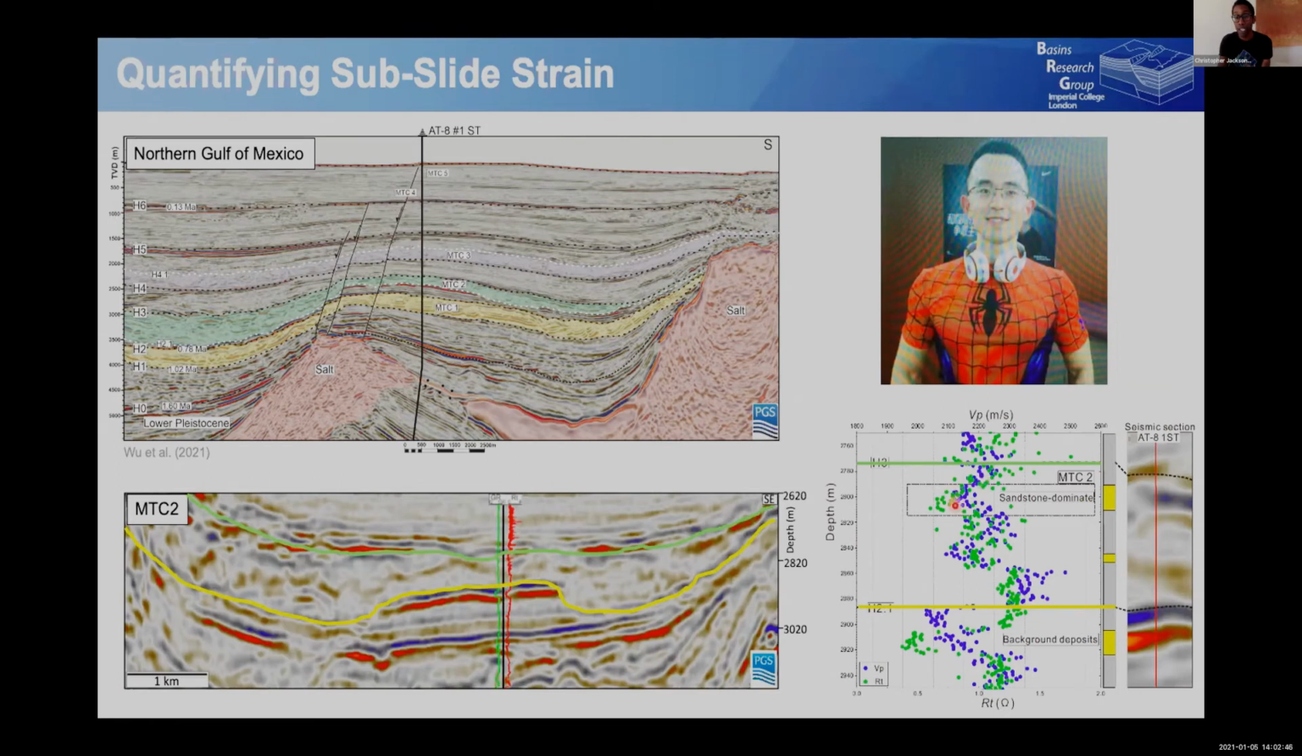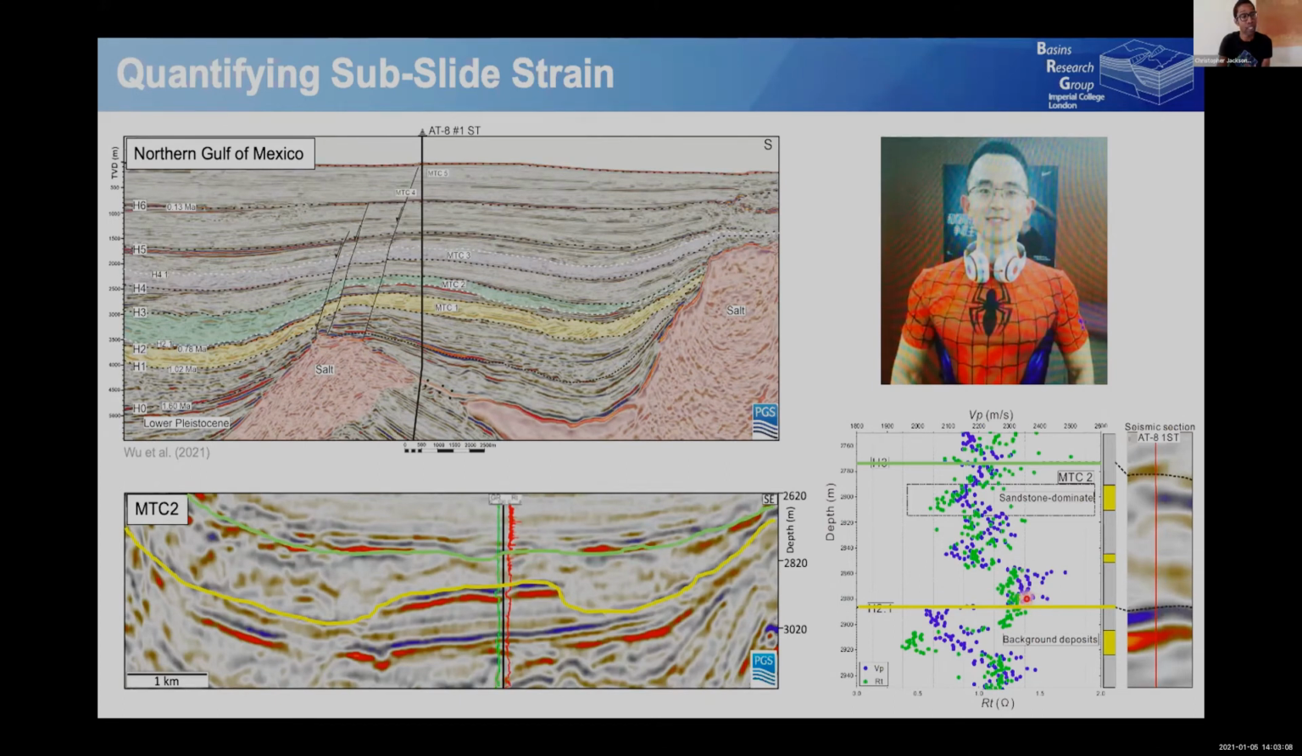What you can see is quite a lot of variability in through here. Cuttings in the well log data suggest that there are sands in this mass transport complex as well as mud. But what I want to draw your attention to is right at the bottom of this, in the lowermost 15 to 20 meters in here.